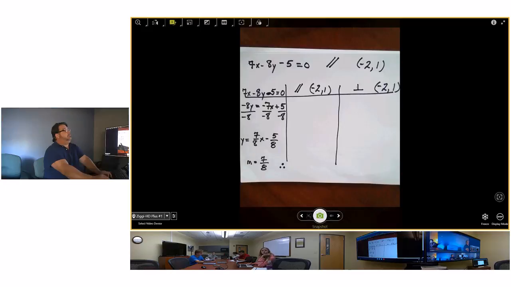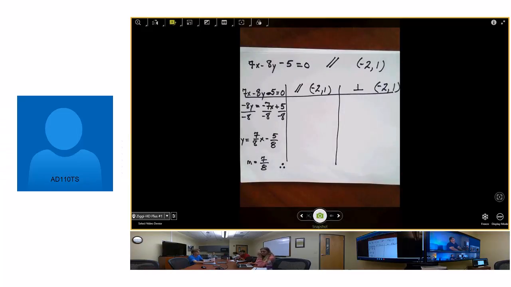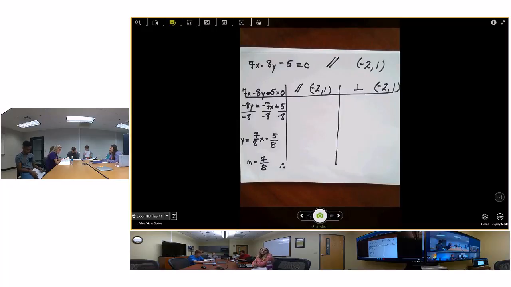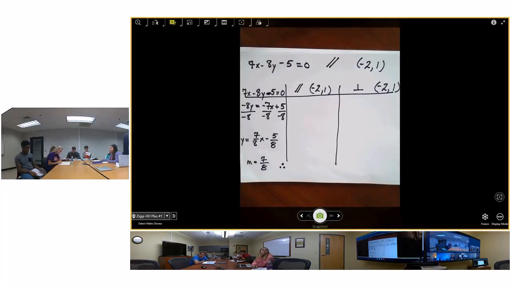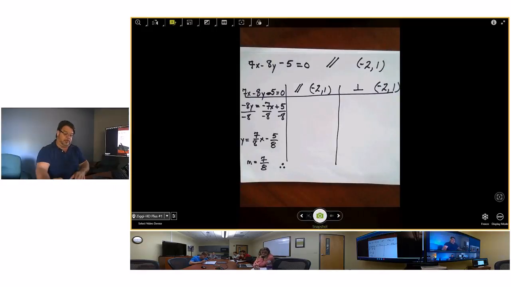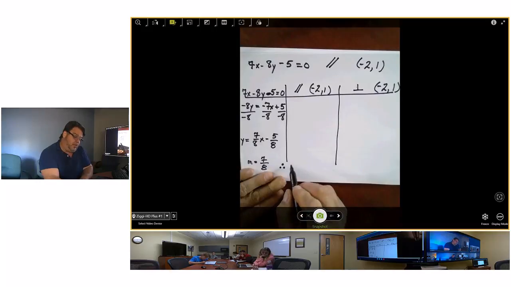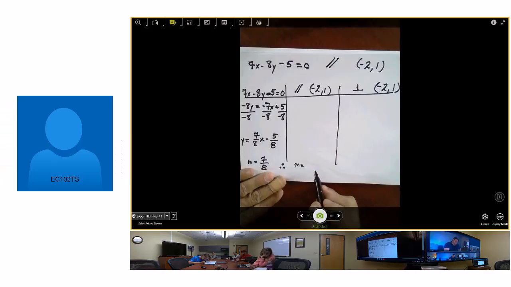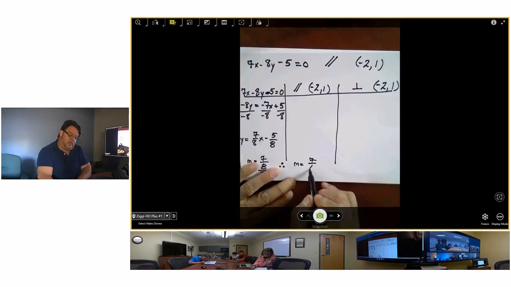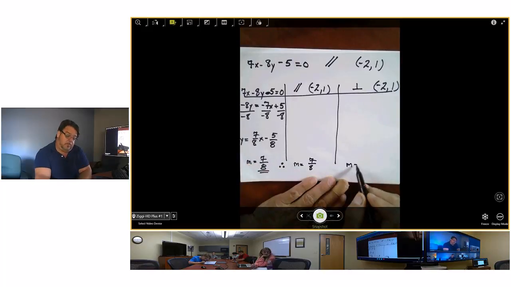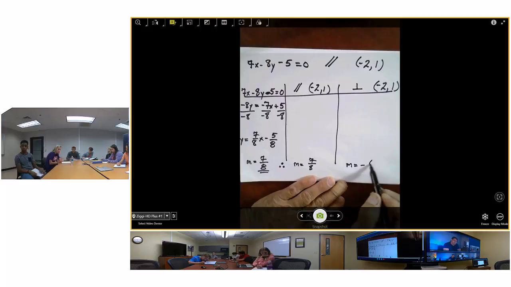Anybody find the rule yet? For perpendicular, you flip it and put it to negative, right? Okay. What about parallel? It just stays the same. So now you know what to do. What do you do down here? If you want a parallel line, the slope has to be what? 7/8. What about here? -8/7. Now you're ready to go.